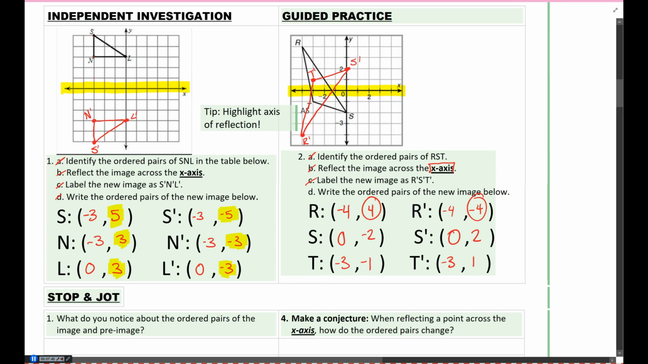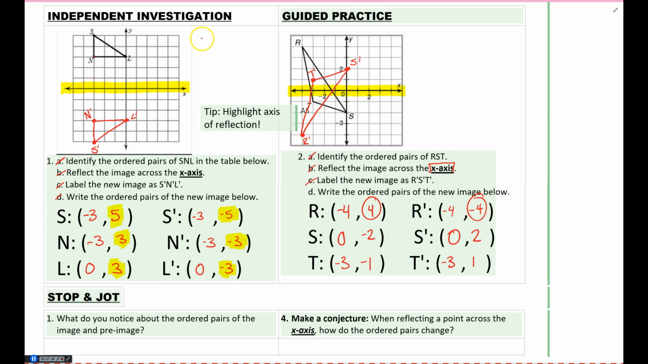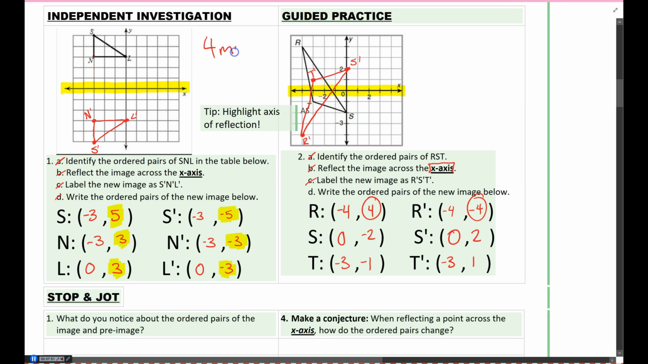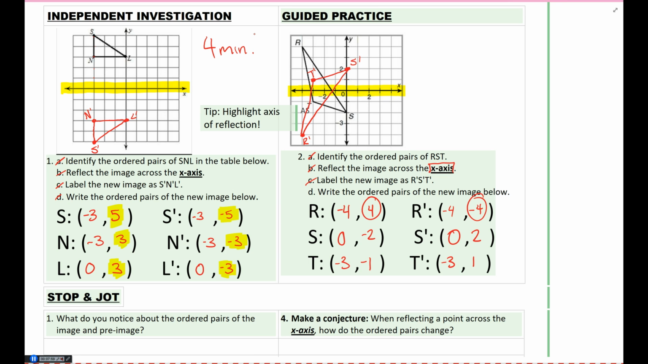So the idea behind this is you're going to be taking your students through both of these. You're going to have them do the independent investigation for about 4 minutes. So you're doing this for 4 minutes. During this time, you're giving them helpful guidance. However, you're not giving them answers, and you are not showing them your sheet.